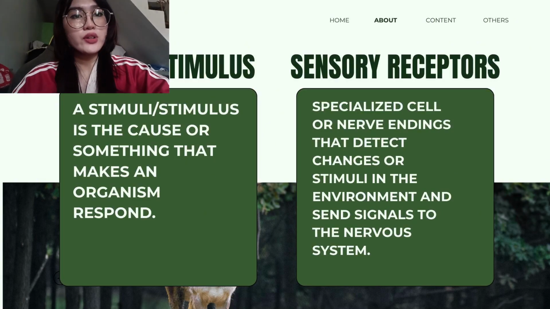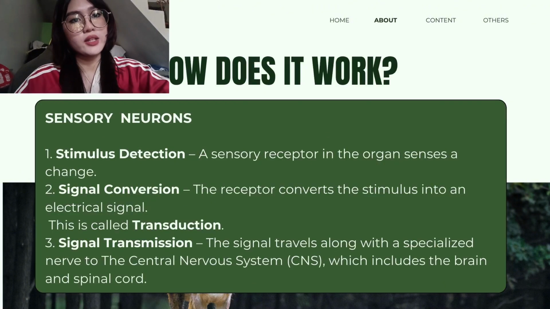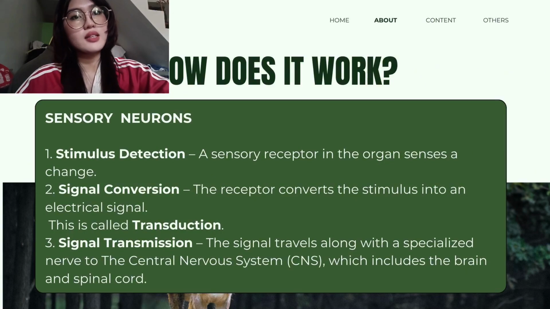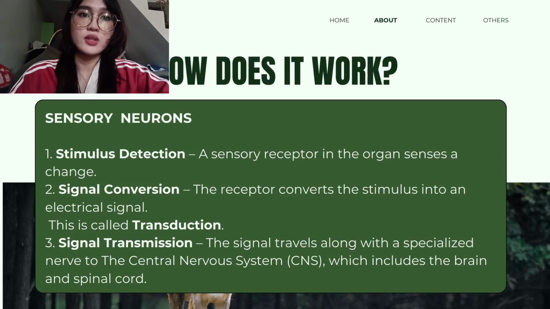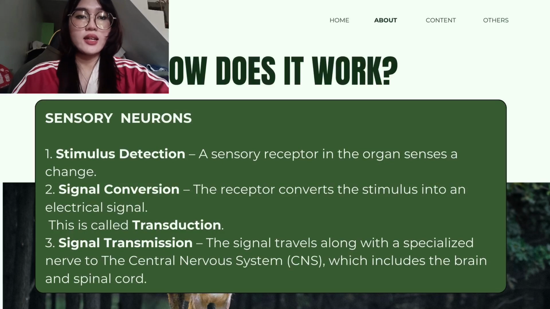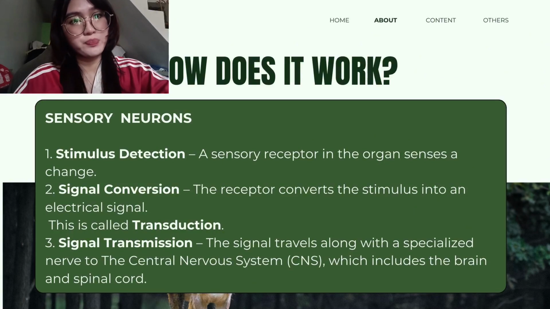Now, in order for you to understand the process better, we will talk about the process and main parts of the sensory and motor mechanism. Starting with the sensory neuron or sensory mechanism. A sensory receptor in the organ senses a change. Then the receptor converts the stimulus into an electrical signal. This is called transduction. The message then travels along the specialized cell to the central nervous system, which is the CNS, that includes our brain and spinal cord.